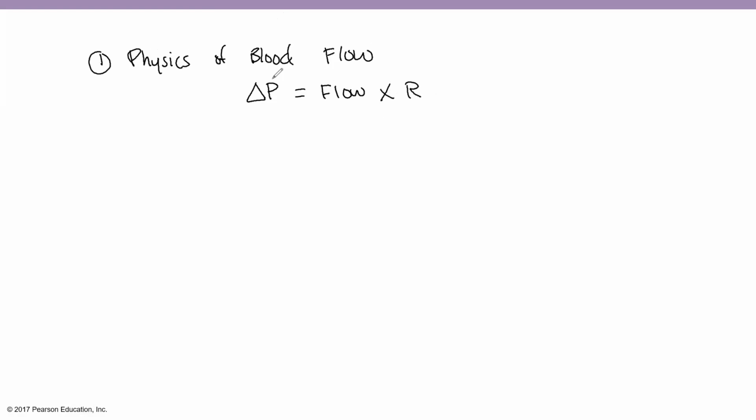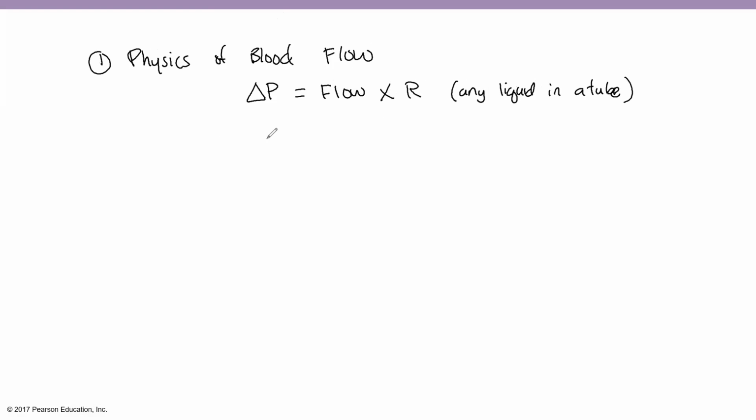We'll just point out some important things here to start. So the first thing we talked about was the physics of blood flow. Under this, we spoke about this relationship, this equation: pressure gradient is equal to flow, or bulk flow, times resistance. And this is the equation as it applies to any liquid in a tube.